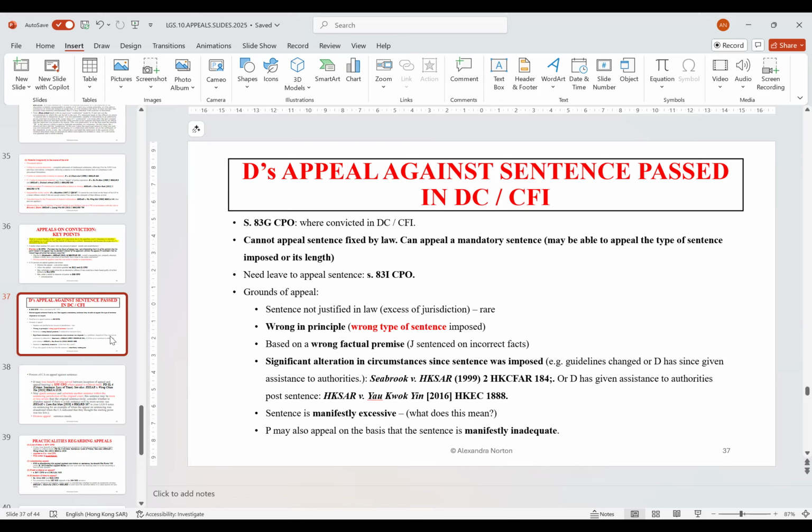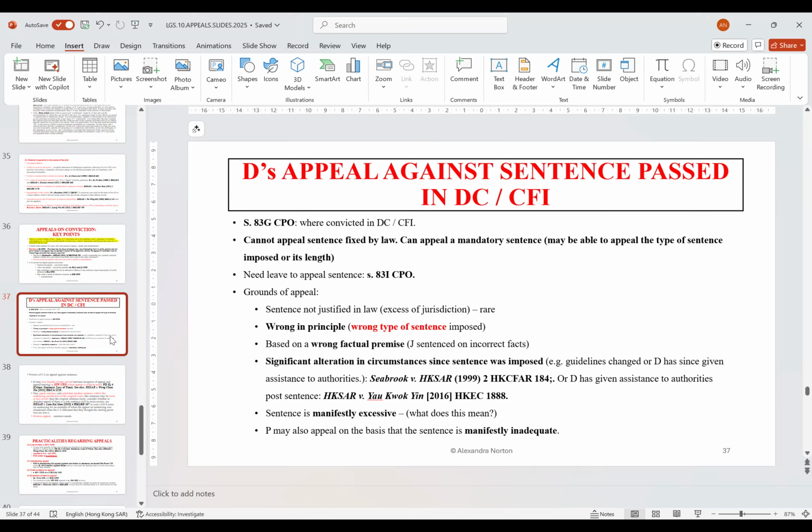Or you can argue that the judge sentenced on a wrong factual premise. In other words, he took the wrong facts into account. Let's say he got the defendant's age wrong, or his number of previous convictions wrong, or whether the defendant had a clear record or not, or whether the premises was residential or commercial in the case of burglary, right? For burglary, there's a higher starting point for burglary of residential premises because of the risk to life. So if the judge is sentenced on wrong facts, you could appeal on a wrong factual premise.